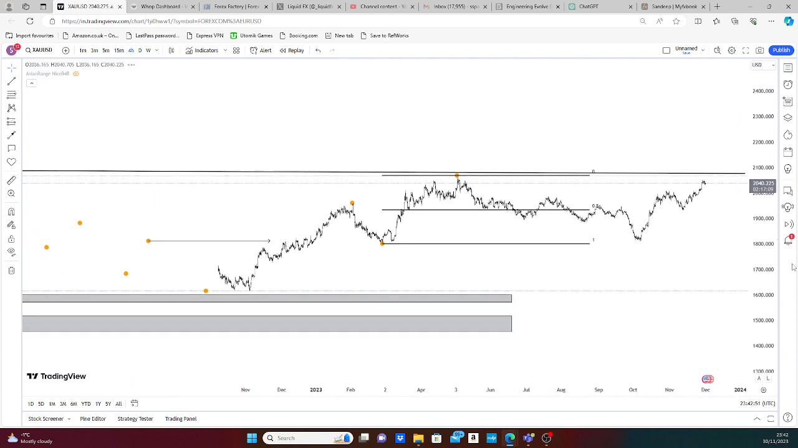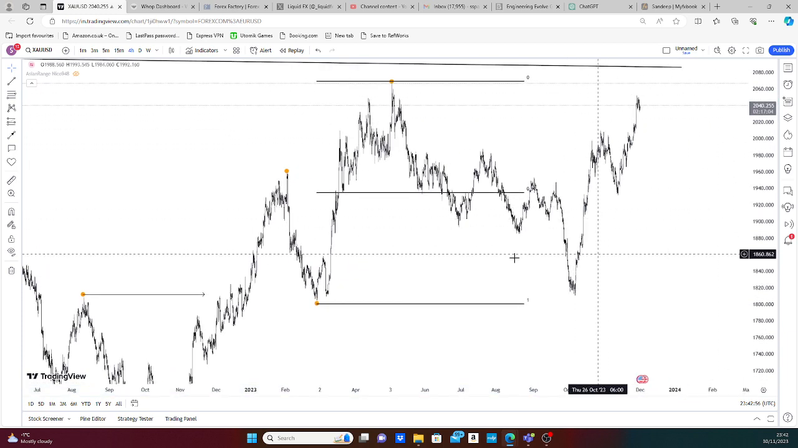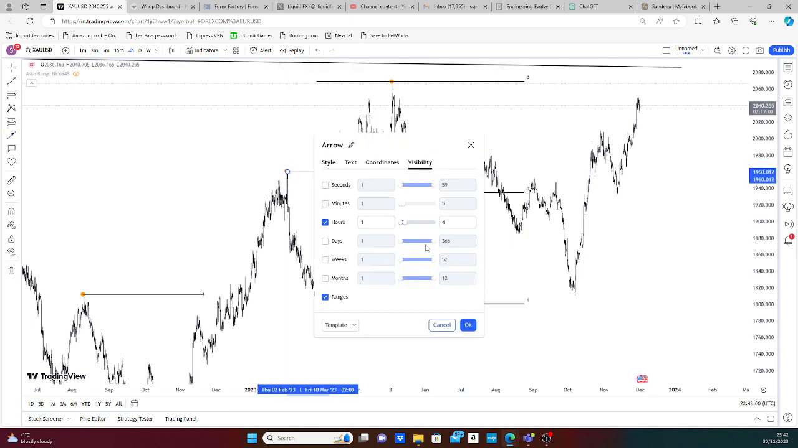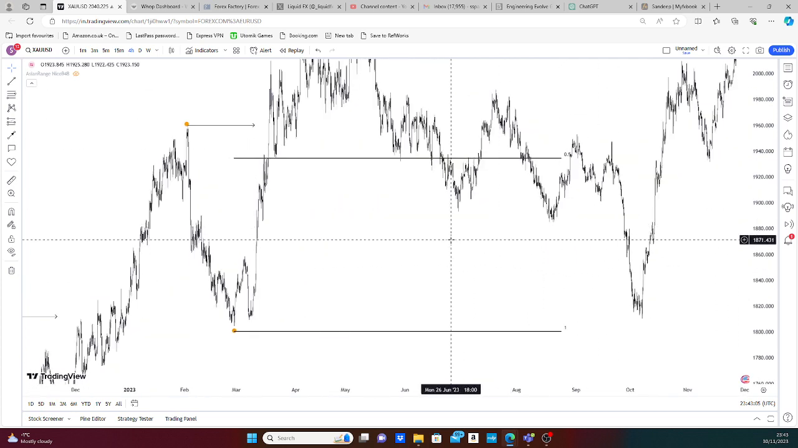So if we go down to the 4-hour time frame, what do we see? We see that same pool of liquidity in this region over here. But now what do we see? We see another clean break in this region over here. So we see a break of structure in this region. And now we do the same thing. We do exactly the same thing.